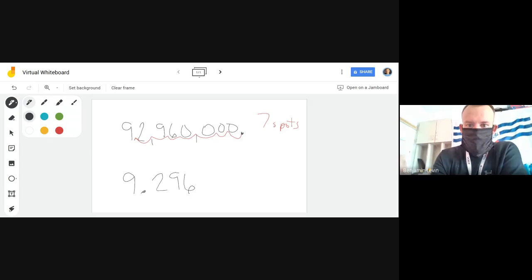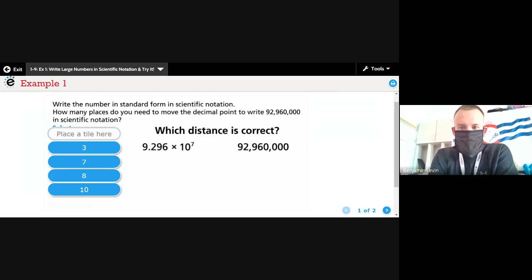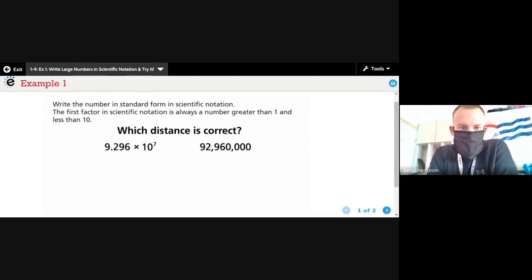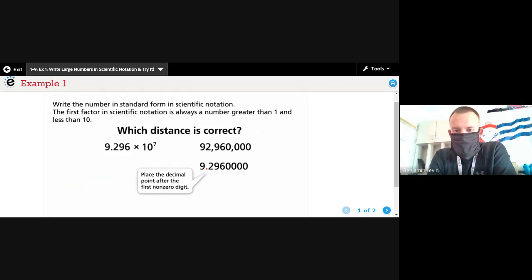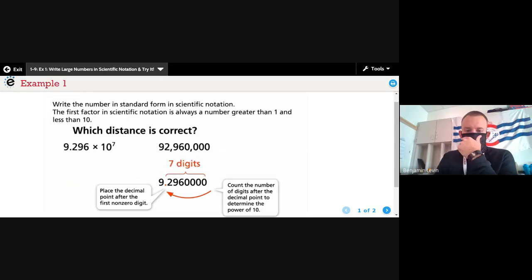Now I think something should ring a bell there for you, but let's go back to the video, and it's asking us how many spots do we have to move the decimal? It's 7, right? So write the number in standard form in scientific notation. The first factor in scientific notation is always a number greater than 1 and less than 10. So place the decimal point after the first non-zero digit. Count the number of digits after the decimal point to determine the power of 10.